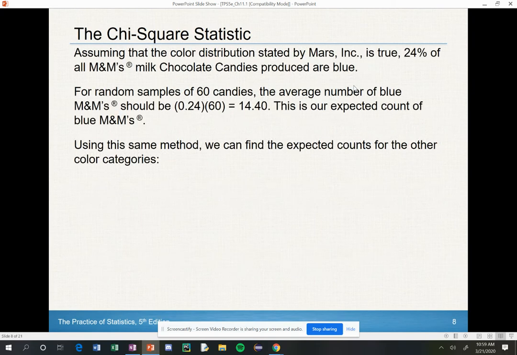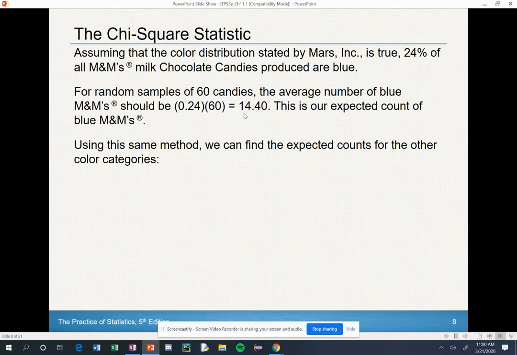Okay, so let's figure out how to find the chi-squared statistic, which is basically just chi-squared. So they're coming along and saying 24% of all bags should be blue. Well, how do we convert that into an expected count? It's real easy. Since this one bag is 60 candies, we multiply it by 0.24 and we get 14.4. Do we round this number? No, you do not. Expected counts.